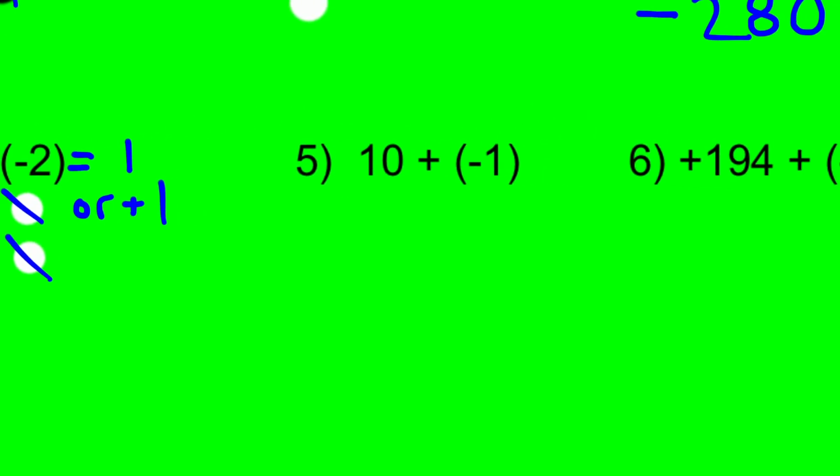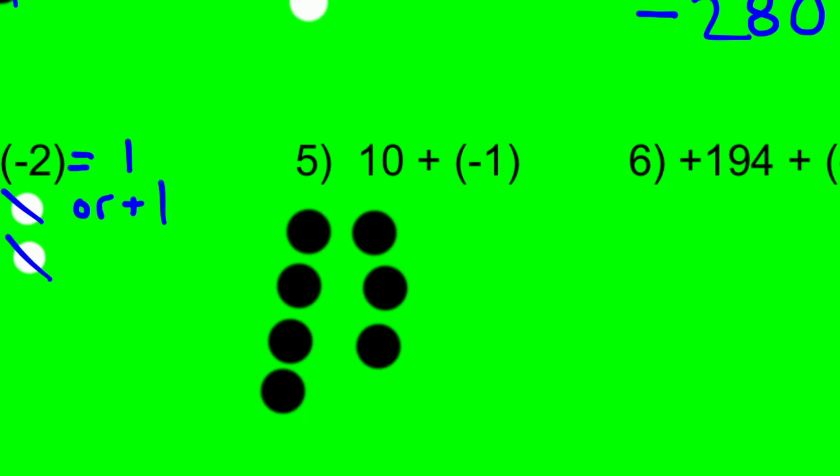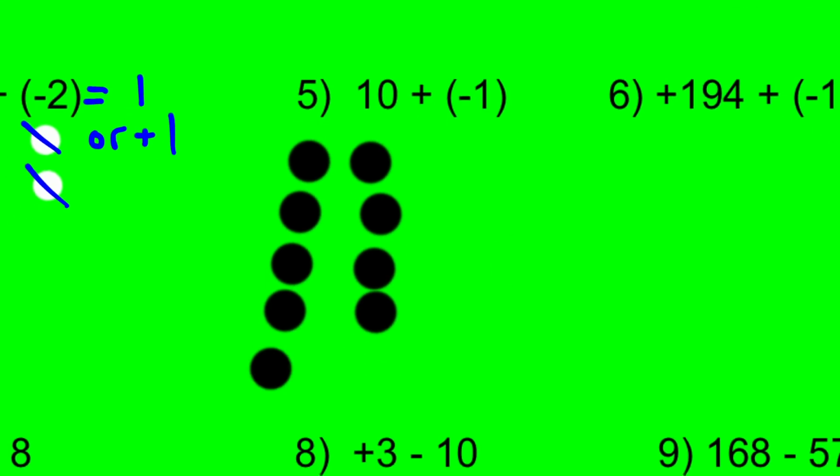Okay, 10 combined with -1. Well, let's model this one out. I have 10 positives. Doink, doink, doink, doink, doink, doink, doink, doink, doink, doink. And I have 1 negative.